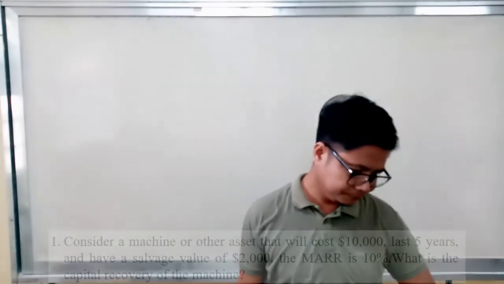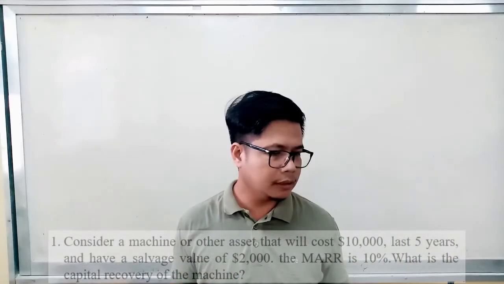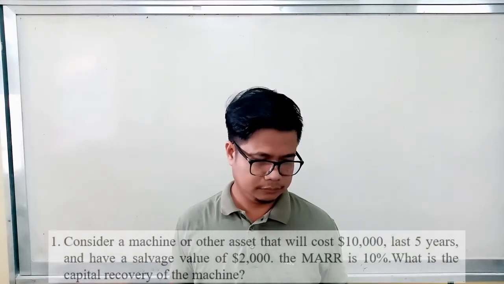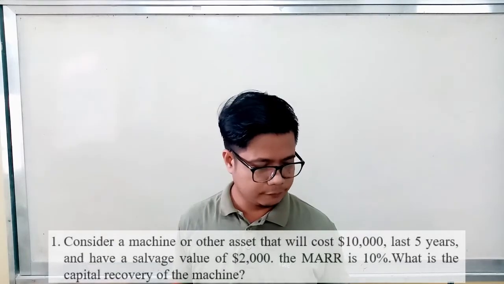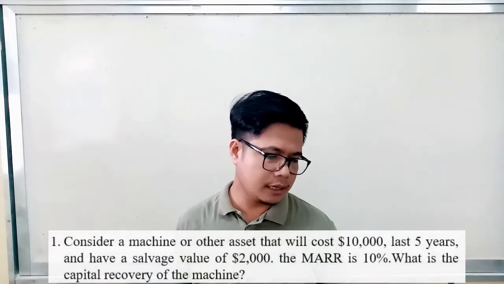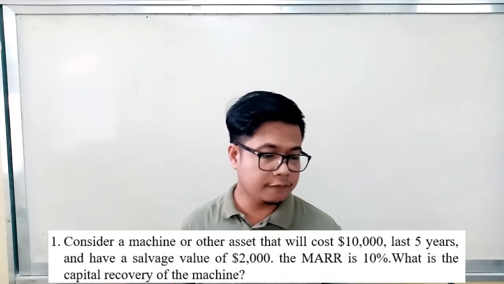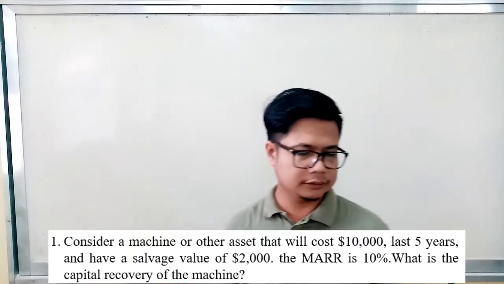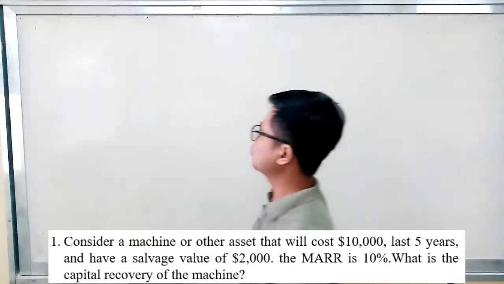Okay? Magsosolve na tayo. We're going to solve now problems with regards to annual worth method, using annual worth method. So, yung first problem, sabi nito, consider a machine or other asset that will cost $10,000, last 5 years, and have a salvage value of $2,000. So, the MARR is 10%. What is the capital recovery? So, ngayon, capital recovery lang muna of the machine.